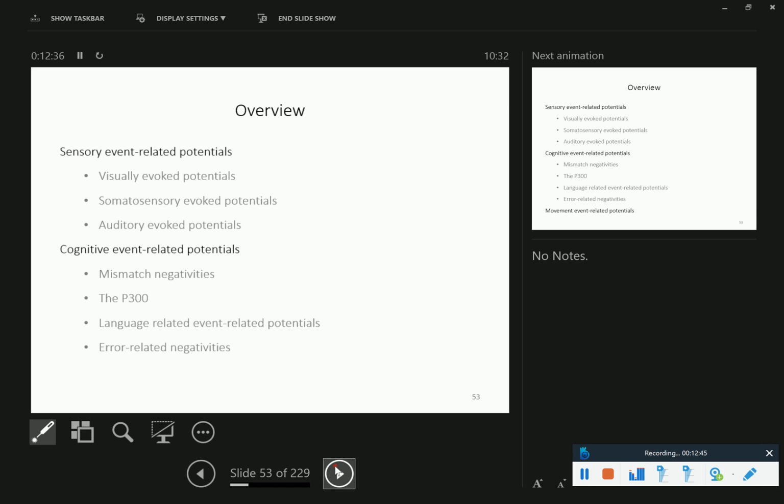You will see that all of the event-related potentials that you see on this slide relate to something in the outside world changing. For example, a visual stimulus comes up, a somatosensory stimulus comes up, an auditory stimulus comes up, and here it's something that changes in the environment with respect to what has happened previously.